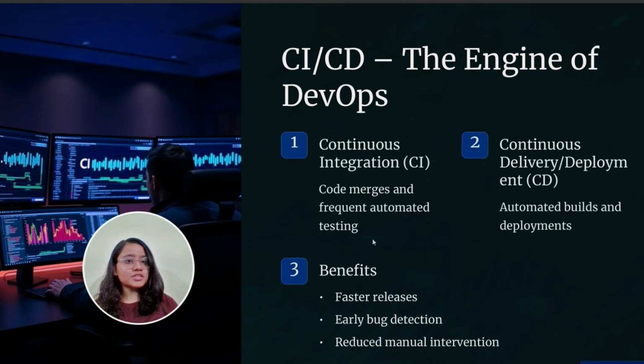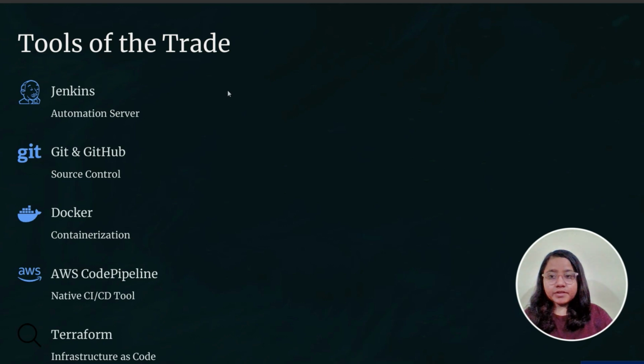So that's all about CI/CD. It is the engine of DevOps. Main terms are CI, continuous integration, continuous delivery, and continuous deployment. Benefits: faster releases, early bug detection, and reduced manual intervention. So these are the tools of the trade: Jenkins, GitHub, Docker, AWS CodePipeline, and Terraform.